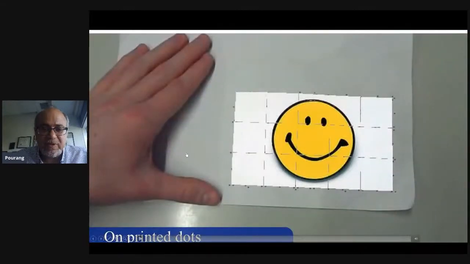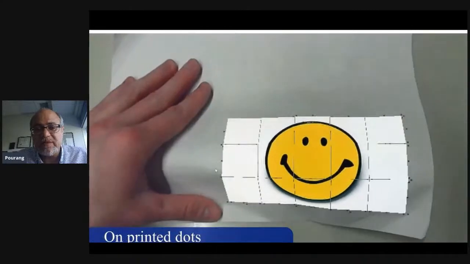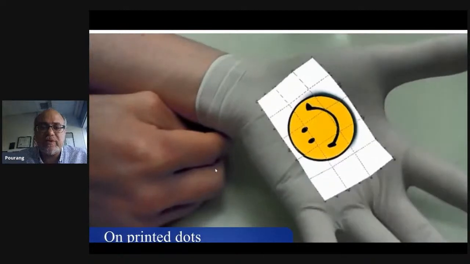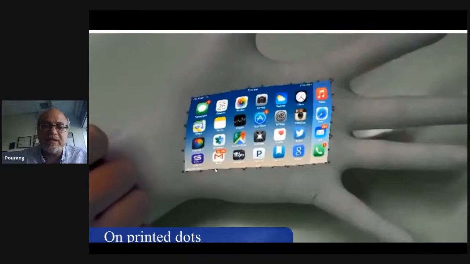So here's an example of an algorithm that we've borrowed from other environments, where you can project dots on a surface and look at the deformations on that surface to be able to project your content. So this is still very much early work in this area. The images may appear flashy, but ultimately this is the idea.